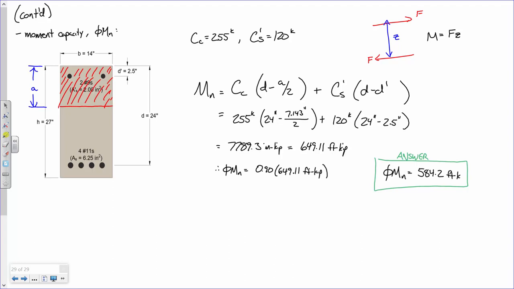Now again, everything that we've done in this example assumes that the steel yields, and we had a situation where that was in fact true. We're going to find that's not the case on the next example. Okay? But has everybody got this so far?